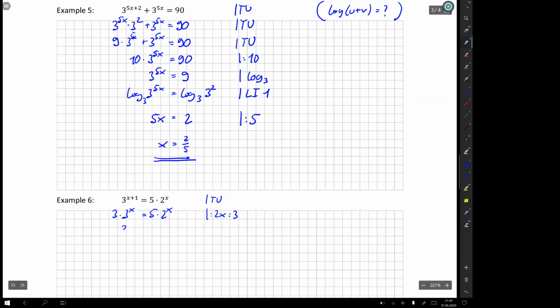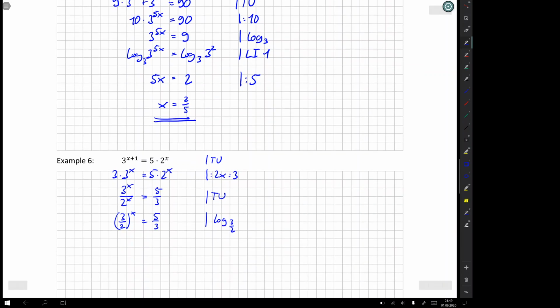So we get 3 to the power of x divided by 2 to the power of x equals 5 divided by 3. Now we can rewrite that left hand side just as 1 power, namely 3/2 to the power of x equals 5/3. And now we'll take just the logarithm in base 3/2.